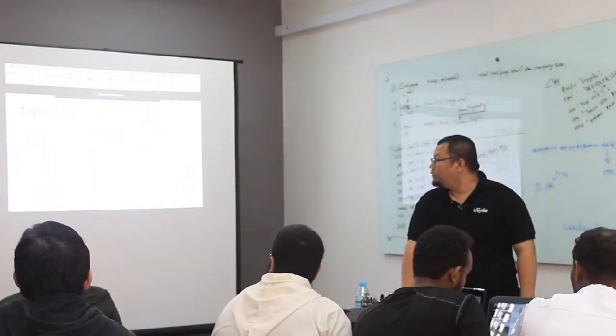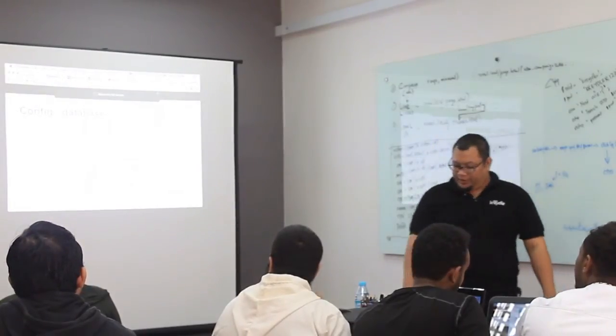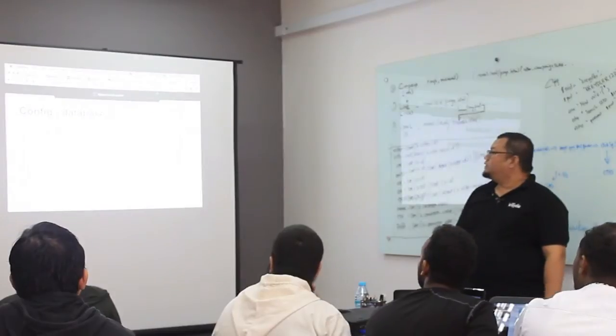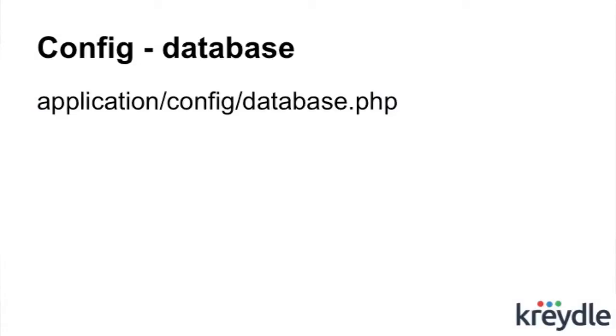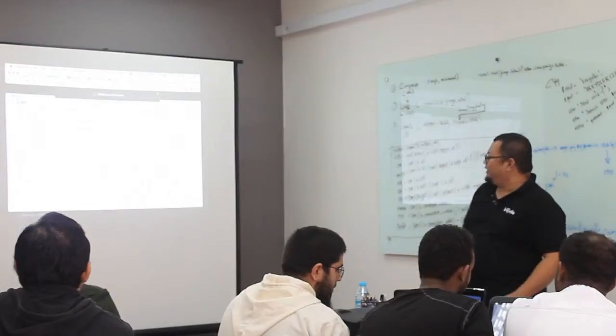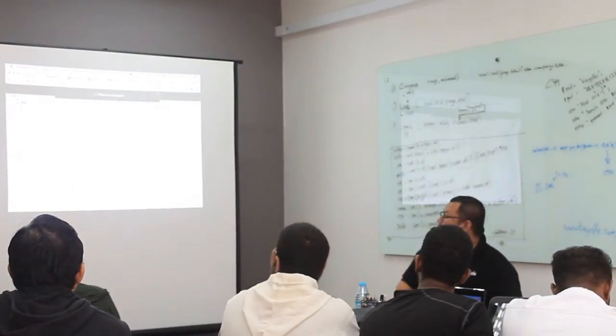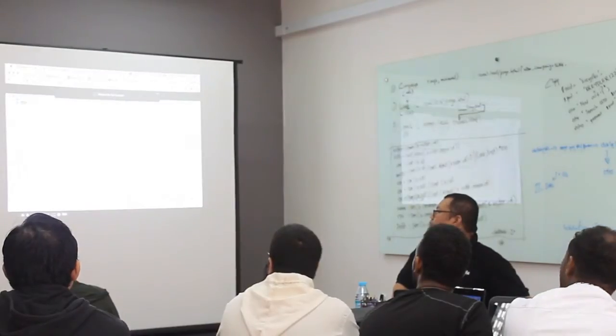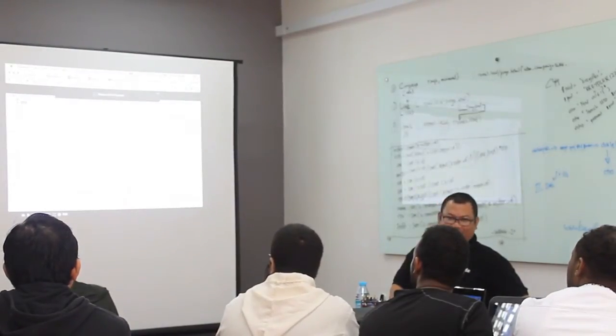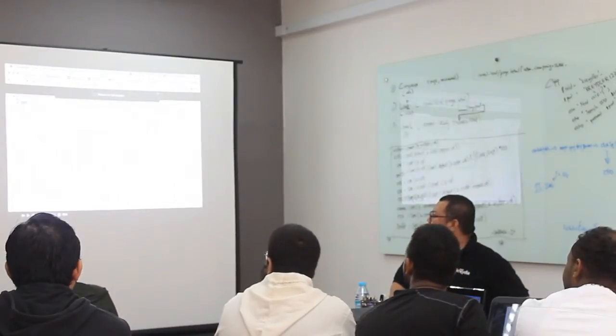Here we go to config. Okay, first you need to update your config file. The config file is under application config database.php. Since we are working with a database, we need to update this under application config and database. What is the difference between our normal PHP code and CodeIgniter? Only this. And also the password, you put the password together.